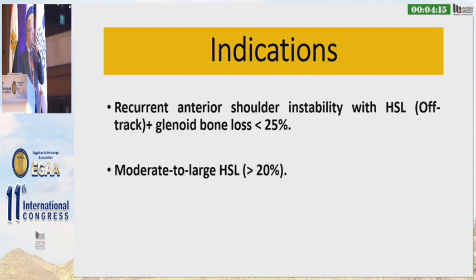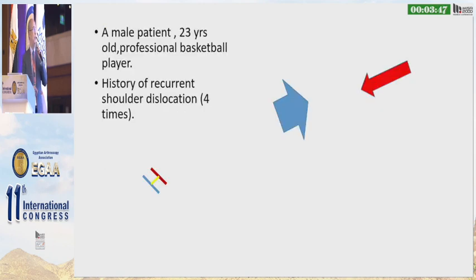So it is mainly indicated for recurrent anterior shoulder instability with a Hill-Sachs lesion which is off-track with a glenoid bone loss less than 25%. In addition, in cases with a glenoid bone loss more than 25%, when the Latarjet alone is not sufficient to make the lesion on-track again. And also, it is indicated for moderate to large Hill-Sachs lesions, especially when it is more than 20% of the humeral head involvement and with a medial lesion.